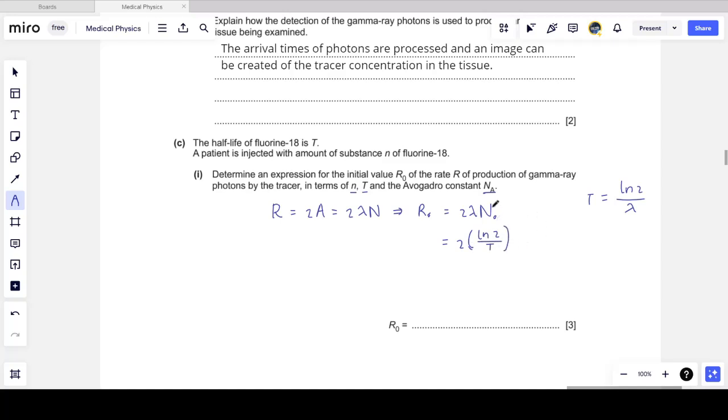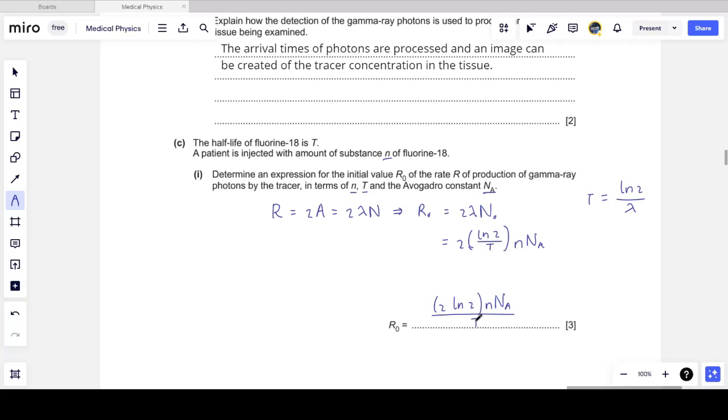And I don't know the number of particles, but I do know that the amount of substance in moles is little n. So the number of molecules is the number of moles times Avogadro's number, 6.02 times 10 to the 23 molecules per mole. And so the initial rate then becomes 2 times the natural log of 2 times the initial amount of substance n times Avogadro's number N_A, divided by the half-life T.